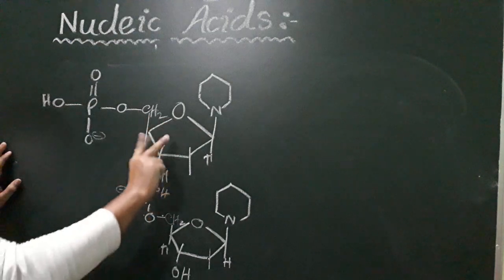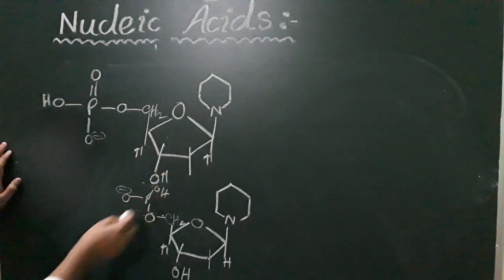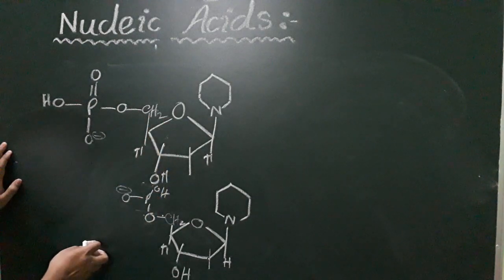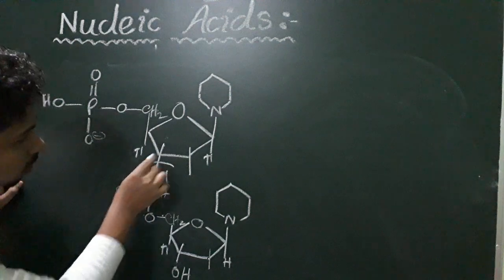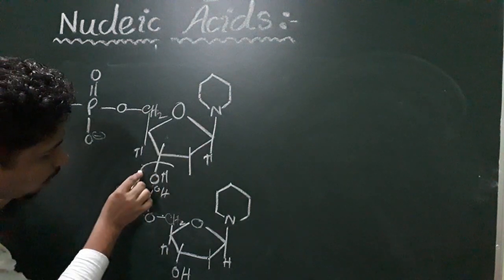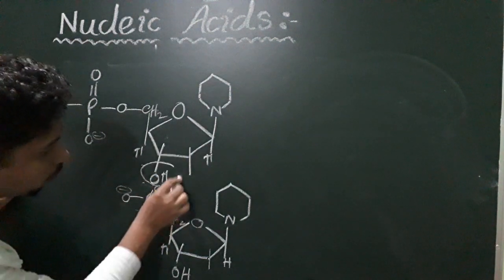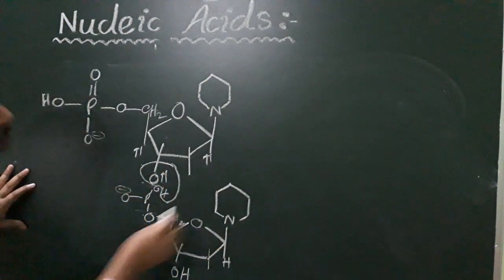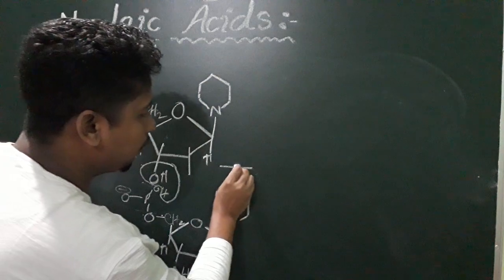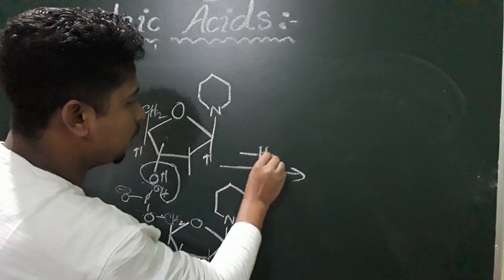So when these two nucleotides combine, there will be release of an H2O molecule. As a result, these two nucleotide molecules will combine. From the first unit one OH, and from the second unit one H, so the water molecule will be removed, and these two molecules will combine.